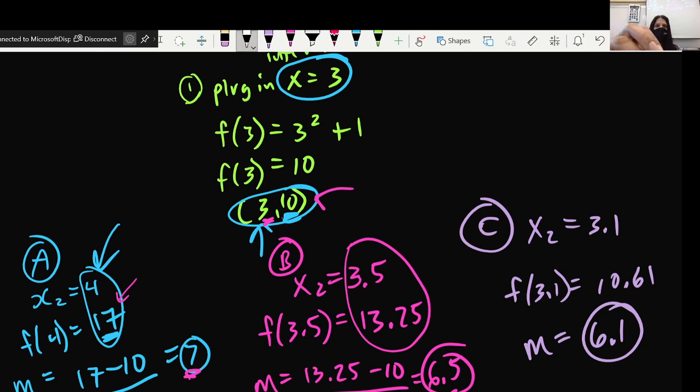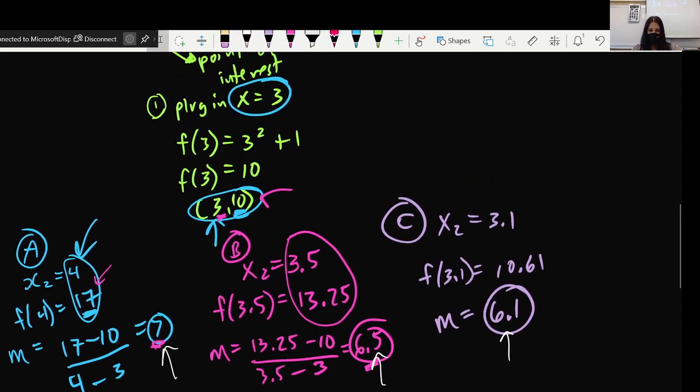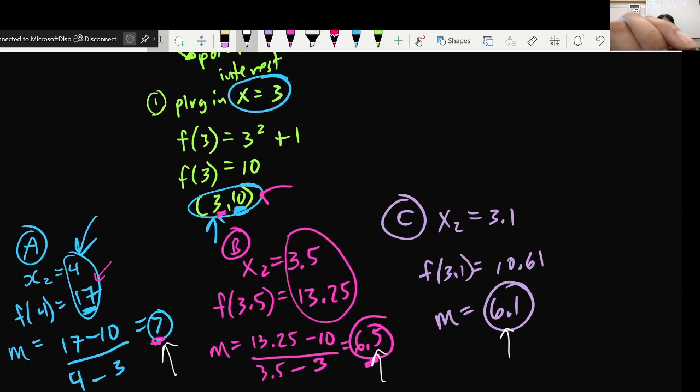So let's take a look at the pattern of behavior here. I had a 7 when I chose 4. When I brought it closer, I got 6.5. And when I brought it even closer, I got 6.1. The actual slope is 6.